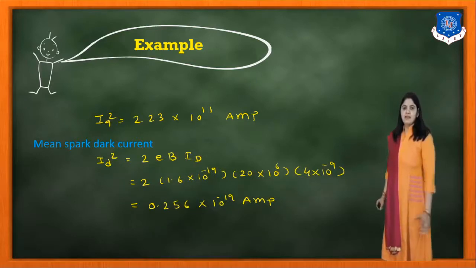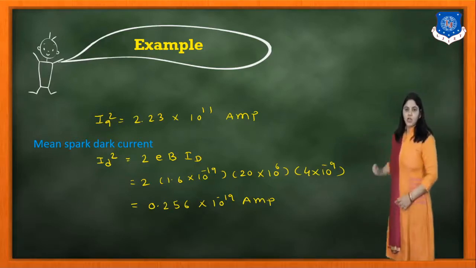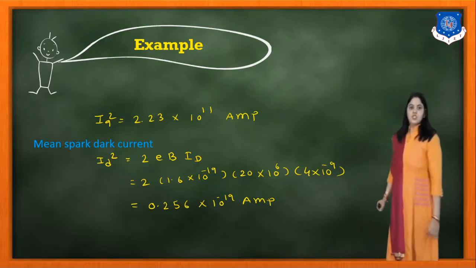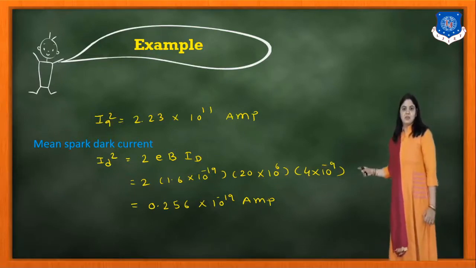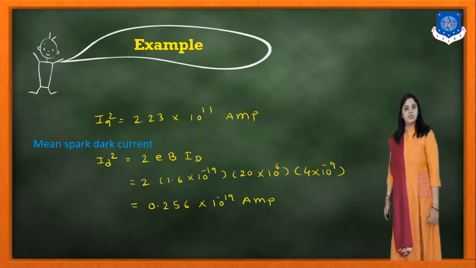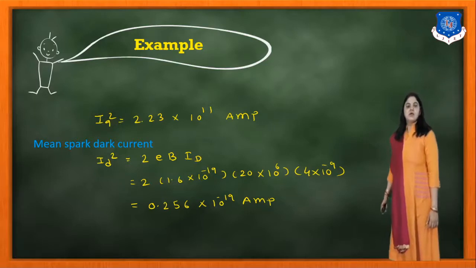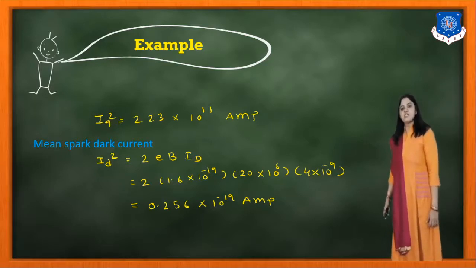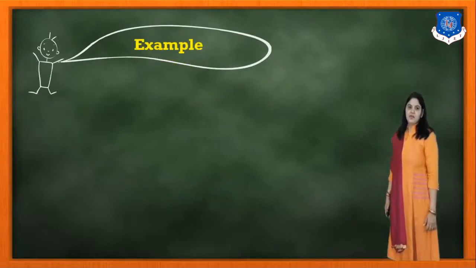Now ID square is equal to 2eBID. So now put all the values in the equation. It is 2 into 1.6 into 10 raised to minus 19, 20 into 10 raised to 6, and 4 into 10 raised to minus 9. By solving this equation, we can have the answer. It is 0.256 into 10 raised to minus 19 ampere.